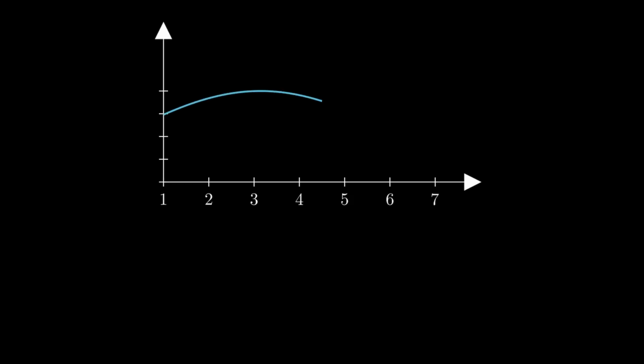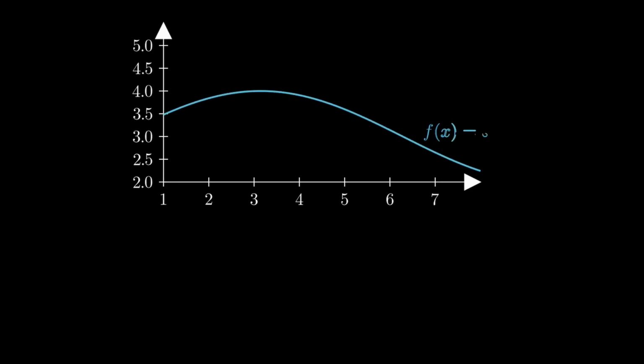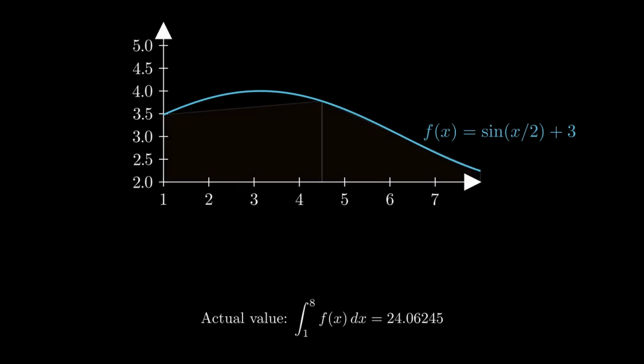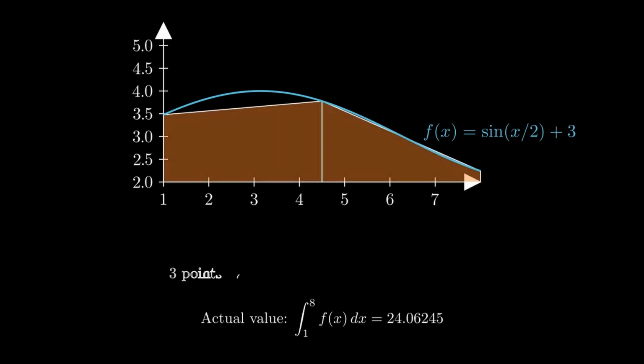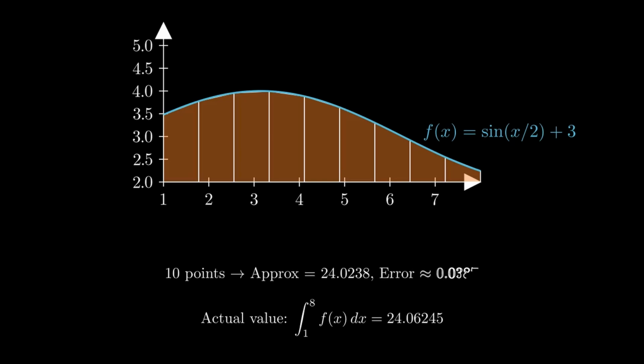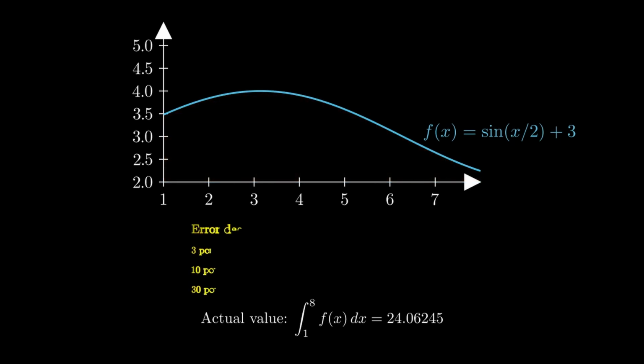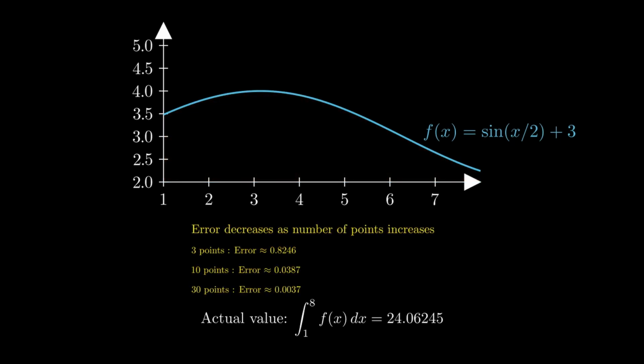Here you can see the function sine of x upon 2 plus 3. We will be estimating the value of the integration using the trapezoidal rule and also find the error. The actual value of the integration in the range 1 to 8 is equal to the following. We first take the number of points within the range equal to 3. Let's increase the number of points to 10. You can see that the error is decreasing. As we take more points, the error will keep on decreasing. So yes, that's the end of the video.